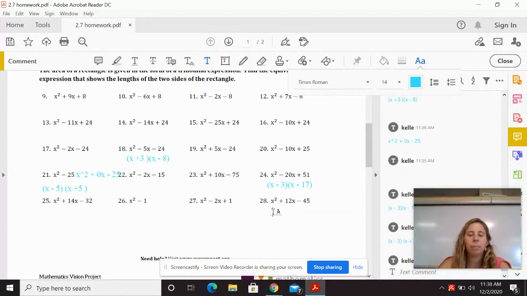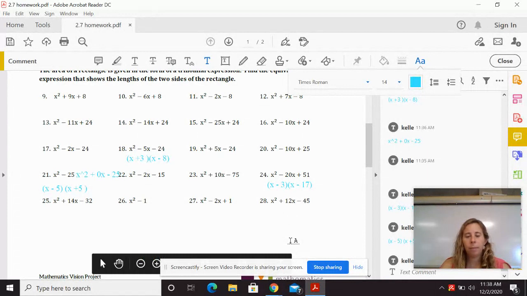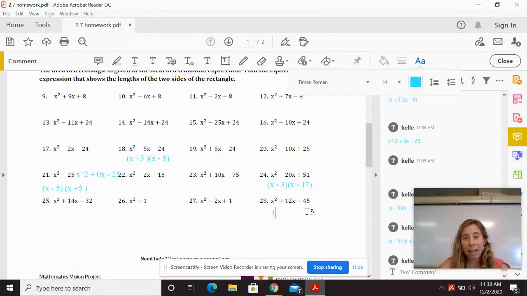So 28. You are looking for two factors that multiply together to get negative 45 and add up to 12. Okay. So just looking at it, they have to multiply together to get a negative number. So one is going to be negative, the other one is going to be positive. So x minus something, x plus something. All right, 45, factors of 45.